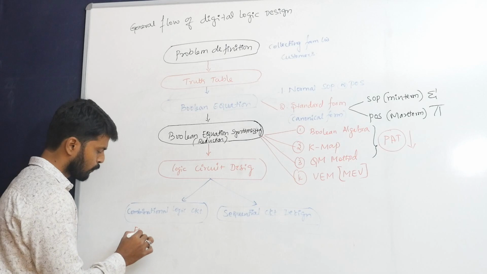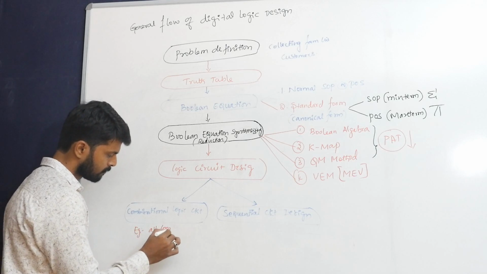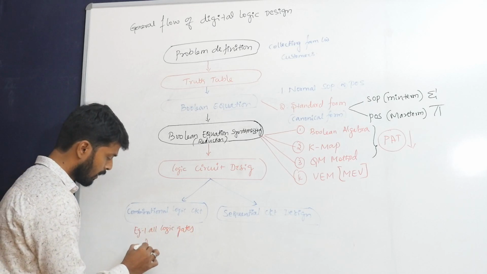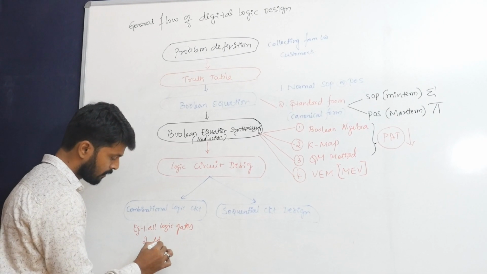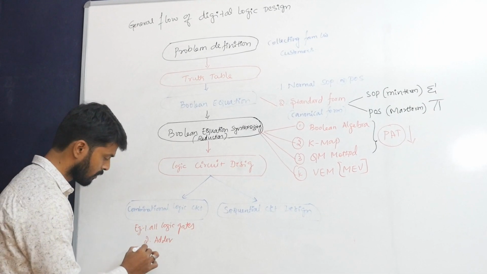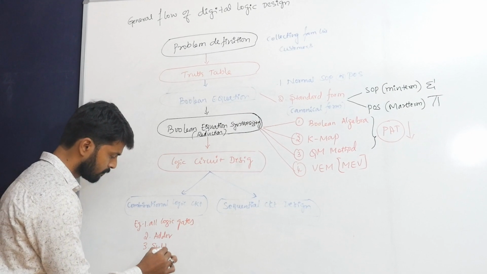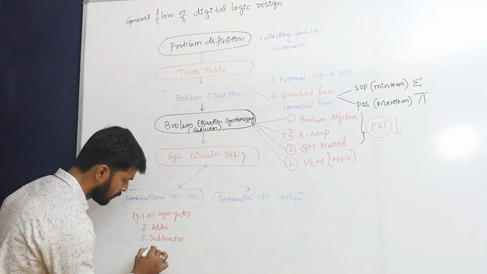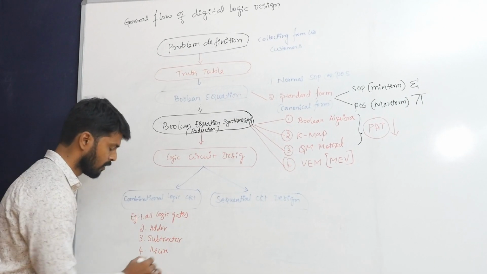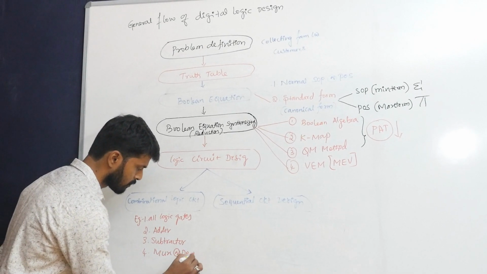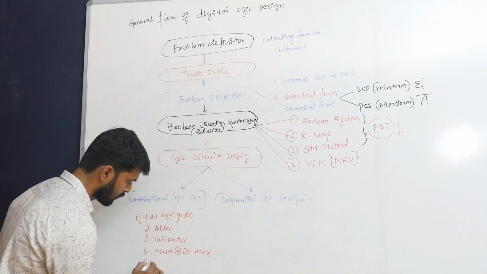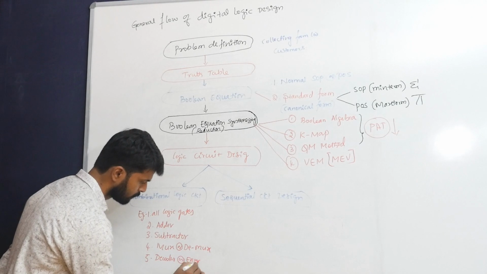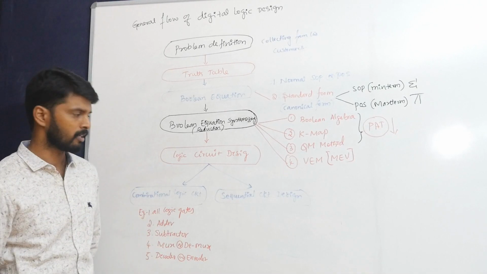For example, all the logic gates come under the combinational circuit, and an adder comes under the combinational logic. A subtractor comes under the combinational logic. A mux comes under the combinational logic, or the demux, or the decoder or encoder. These all come under the combinational circuit.